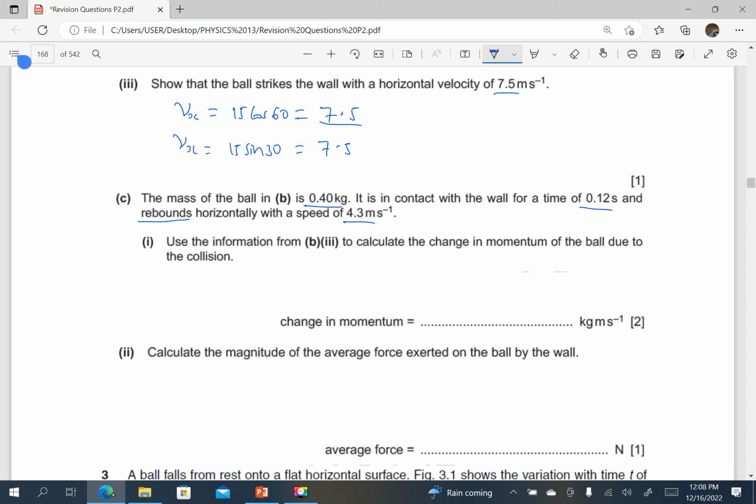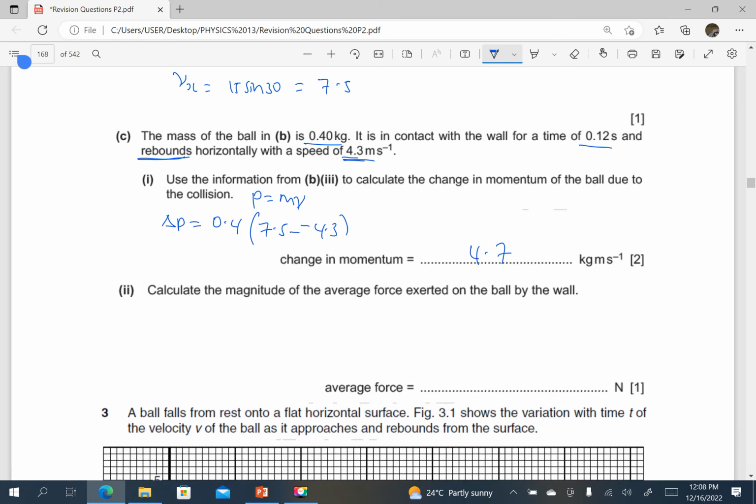Use the information in B part 2 to calculate the change in momentum. Remember, momentum is mass times velocity. So the change in momentum is going to be the mass, which is 0.4, and then the velocity is changing. It arrives with 7.5 minus, now this is in the opposite direction, so I'll put negative 4.3 because it rebounds. When I press my calculator, from my calculator, this is 4.7 kilogram meters per second.